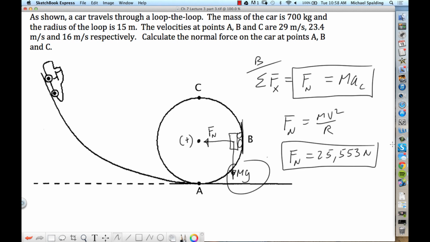Okay. Any questions? Is the velocity the tangential velocity? Yeah. These velocities that I gave you are all tangential velocities. Yep.